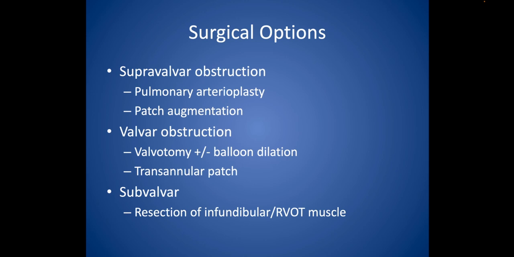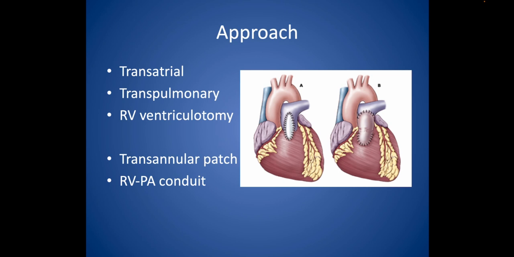So the surgical options, when you think about all three different areas of obstruction, I think it's important to know what those options are. From a supravalvar standpoint, obviously pulmonary arterioplasty or some sort of patch augmentation. At the valve level, doing a valvotomy plus or minus balloon dilation. We'll talk a little bit about what the transannular patch is. And then if there's infundibular or subvalvar muscle hypertrophy, there are areas where you can resect that muscle bundle. The approach generally can be done transatrial.